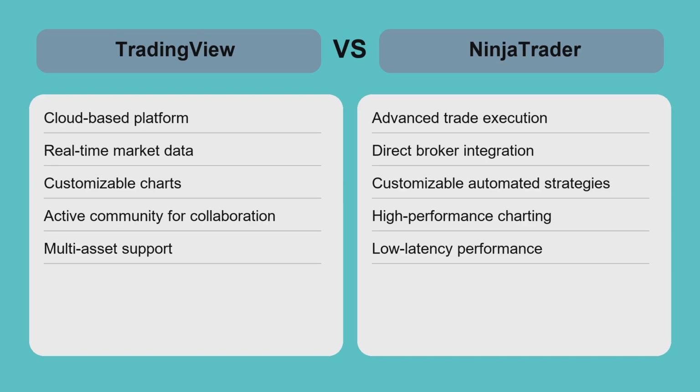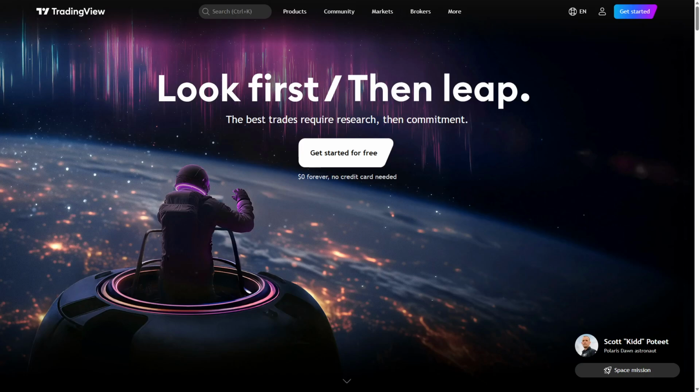For example, a swing trader may prefer TradingView's intuitive interface and community insights, while a futures day trader would benefit from NinjaTrader's advanced order types and scripting. Both platforms complement distinct trading styles, so your choice depends on whether you prioritize charting and collaboration or execution and automation. Choose TradingView if you want a user-friendly cloud-based platform focused on market analysis, social trading, and multi-asset charting from anywhere.